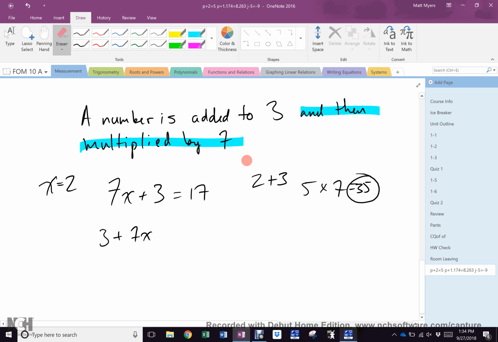No. So how can you make this blue one happen? Brackets. What is it? x plus 3. A number is added to 3, and then multiplied by 7.